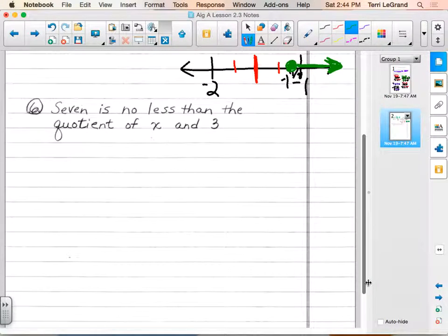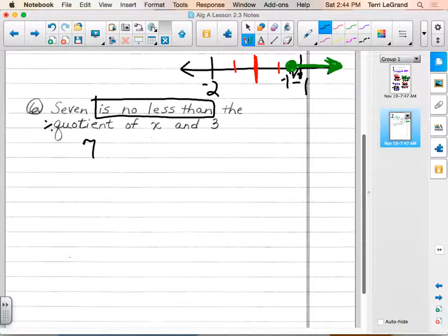It looks like we're going to write the inequality for this sentence, this word statement, I should say, and so we have 7 is no less than. I see the word is in there, and I'm pretty convinced there's my inequality symbol. The quotient is the result we get when we do a division problem. That's division. And our parts for it are x and 3, and order matters in division. So 7 is no less than.